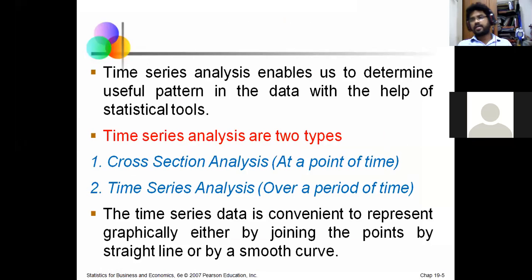Cross-section data is data collected at a point of time. For example, if you want to conduct a survey to examine the socio-economic conditions of farmers in a particular village, and you collect it in this month, that is called cross-section data. Tomorrow, at a point of time, if you collect data from the respondents, that is cross-section data.